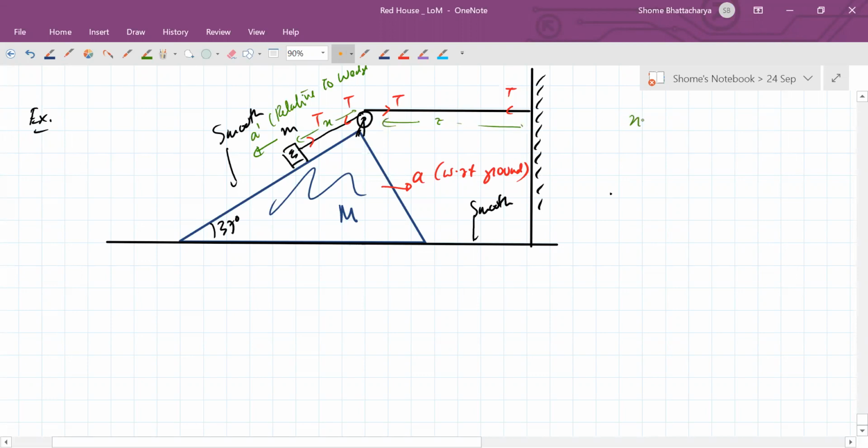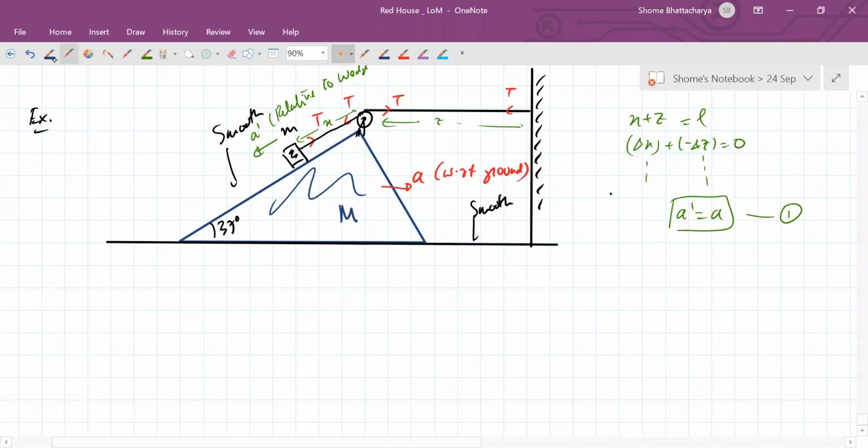Okay. So X plus Z is constant. So the rate at which X is increasing should be the rate at which Z is decreasing. It should be 0. Yeah? So this is showing you that A prime will be equal to A. This is your constraint relation. But remember, A prime is relative to the wedge.